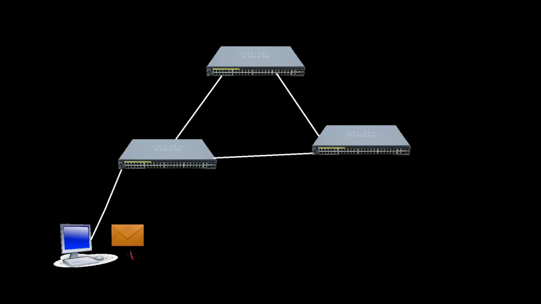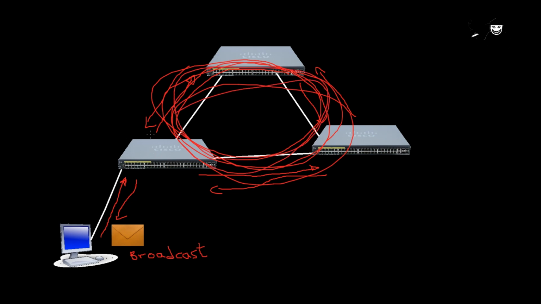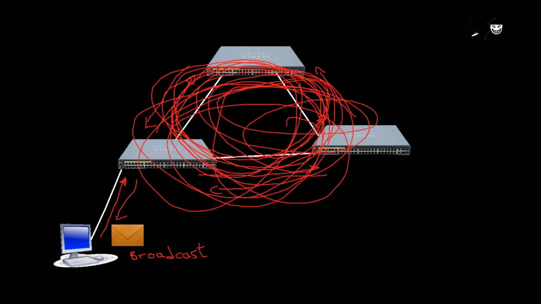What would happen if a device sends a broadcast message in a topology with redundancy? Let's see. The computer sends the broadcast, and the switch always floods the message in all of the ports except the receiving port. The other two switches do the same. This process will repeat over and over again, because it's the switch's duty to always flood broadcast messages, but it won't take too long until the topology gets caught in a layer 2 loop and gets shut down.